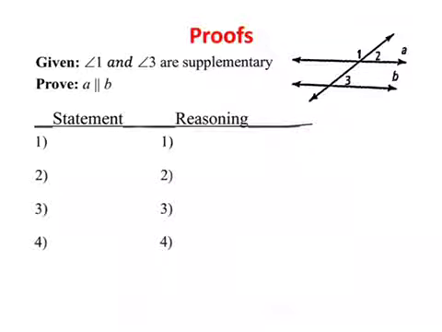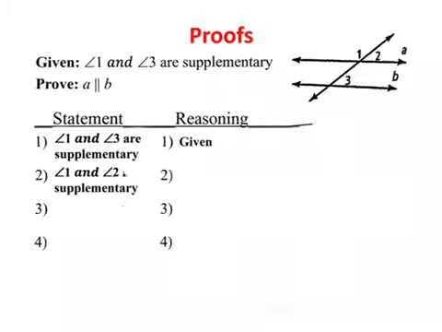This time we're told that 1 and 3 are supplementary, and we've been asked to prove that A is parallel to B. So first step, we're going to state the given. So 1 and 3 are supplementary, and that's just by the given. From there, I should also notice that 1 and 2 are supplementary because they form a linear pair. So 1 and 2 are supplementary, and this is by definition of linear pair.